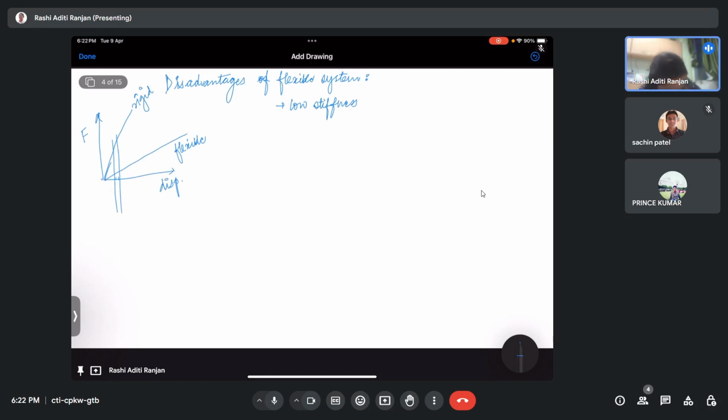Okay. So if you see over here, the delta F for rigid is having a certain value. Well, if you consider over here, the delta F for flexible is a very small quantity. So for a very small amount of displacement, my rigid body is requiring a very high amount of force, while my flexible body requires a very small amount of force.